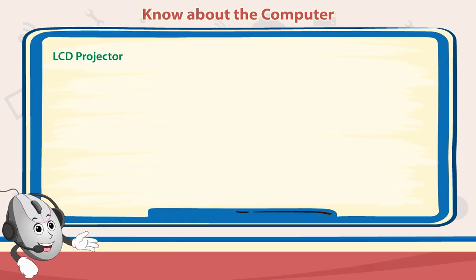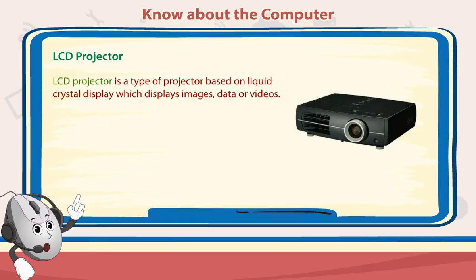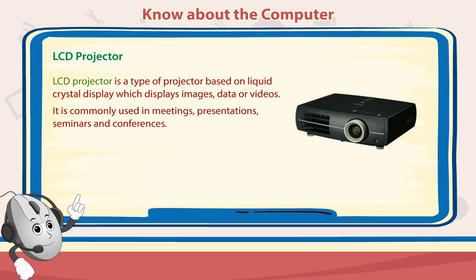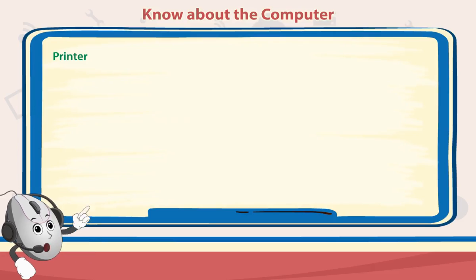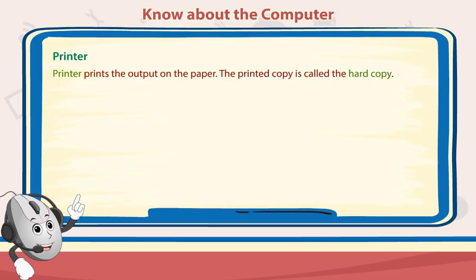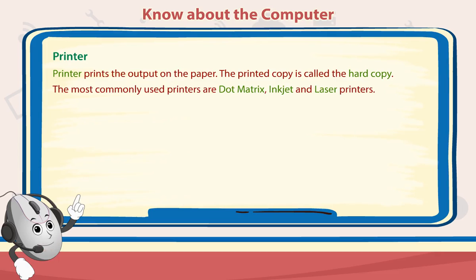(LED) monitor. LCD projector. LCD projector is a type of projector based on liquid crystal display, which displays images, data, or videos. It is commonly used in meetings, presentations, seminars, and conferences. Printer. Printer prints the output on the paper. The printed copy is called the hard copy. The most commonly used printers are dot matrix, inkjet, and laser printers.